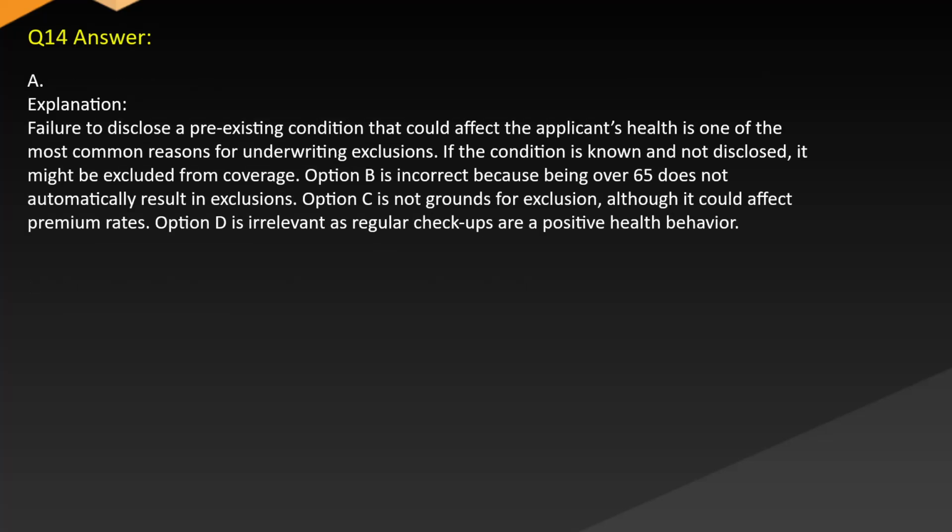Answer: A. Explanation: Failure to disclose a pre-existing condition that could affect the applicant's health is one of the most common reasons for underwriting exclusions. If the condition is known and not disclosed, it might be excluded from coverage. Option B is incorrect because being over 65 does not automatically result in exclusions. Option C is not grounds for exclusion, although it could affect premium rates. Option D is irrelevant as regular checkups are positive health behavior.